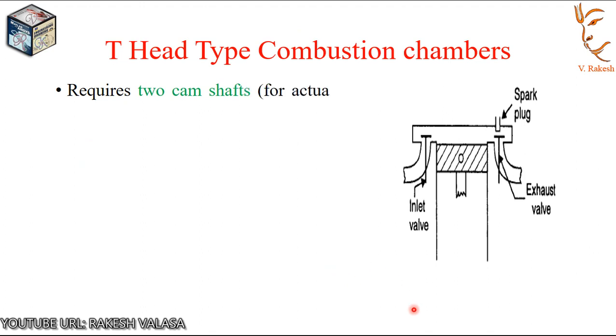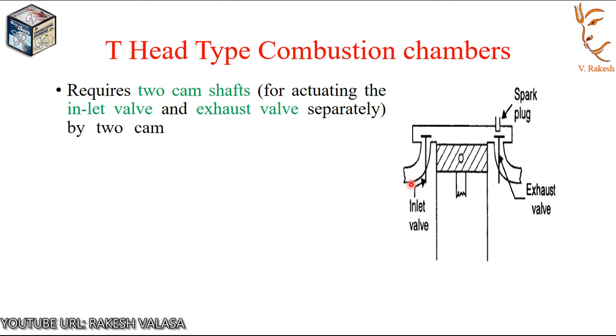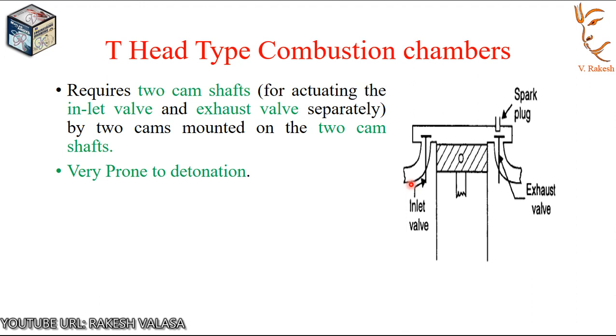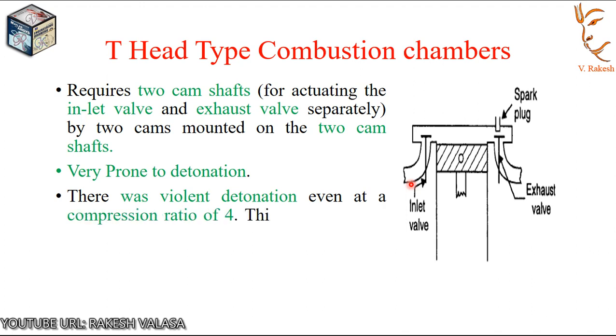It requires two camshafts for actuating the inlet valve and exhaust valve separately. It also had two cams. These two cams are mounted on the two camshafts. It is very prone to detonation. There was violent detonation even at a compression ratio of 4. This is because the average octane number in 1908 was about 40 to 50.